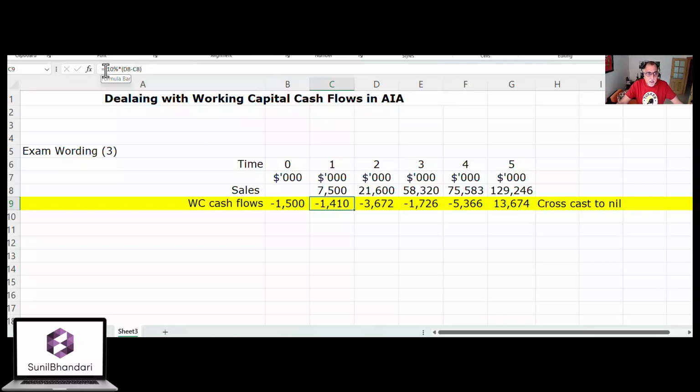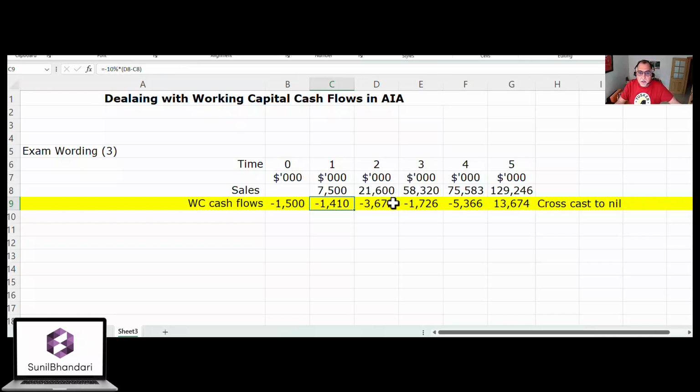And because we've set this equation up in that form, that would automatically mean if the sales go down, the working capital would be a positive number, which is correct. You should be taking money out rather than effectively putting it in.